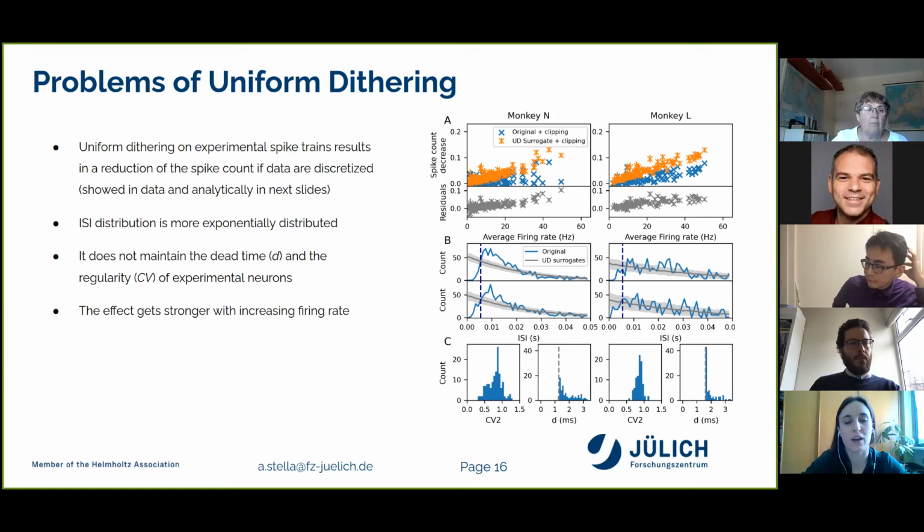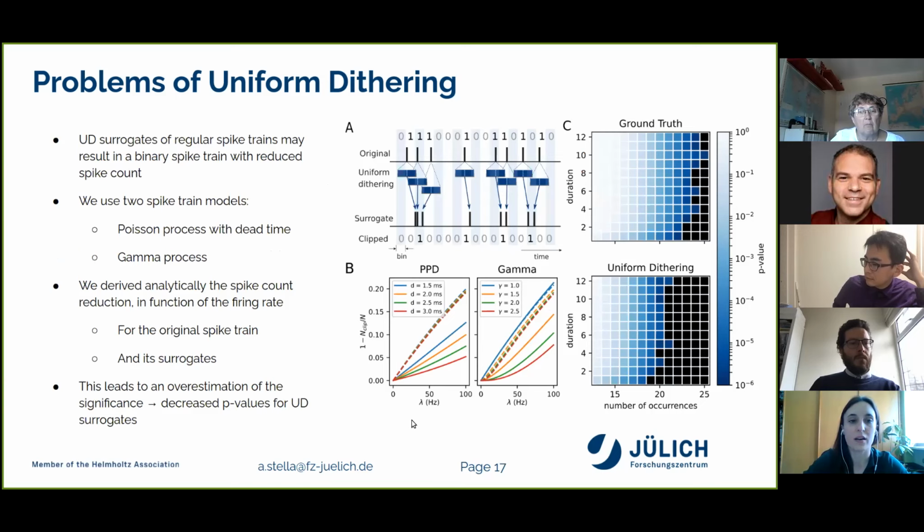And all these effects get stronger with increasing firing rate, which is often the case in the motor cortex, which is the area that we are interested in. So when we found this, we decided to investigate further what the reasons for this are. And I can show you very briefly, as a sketch, what happens in practice.